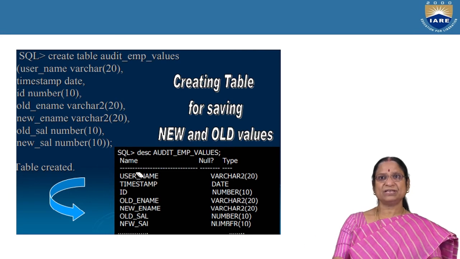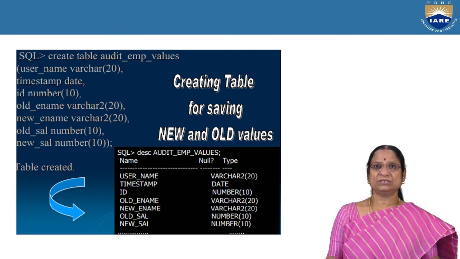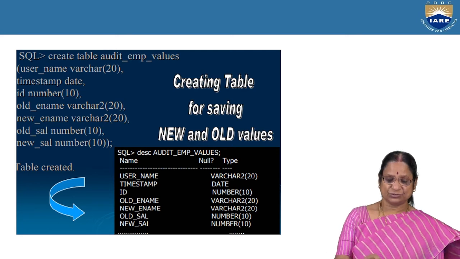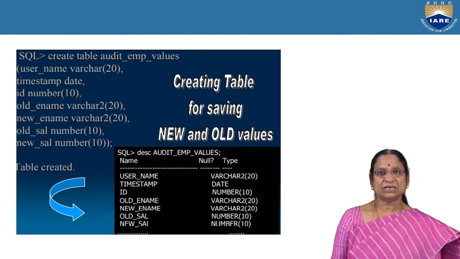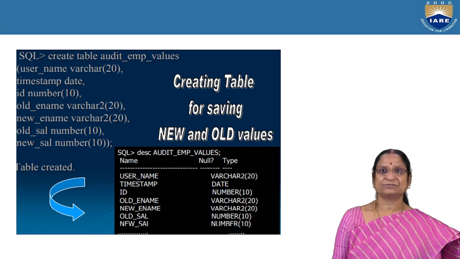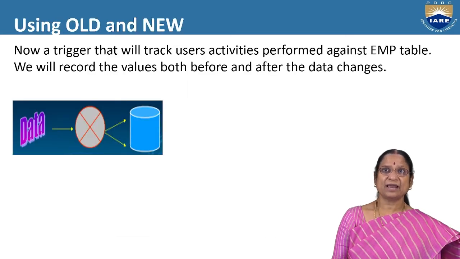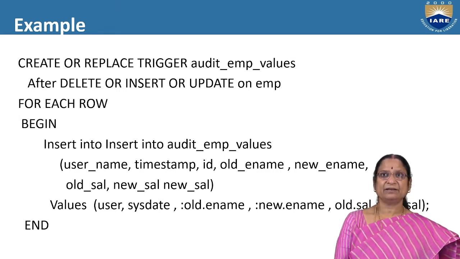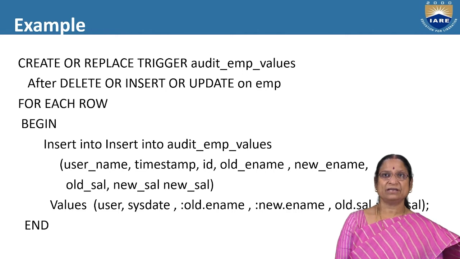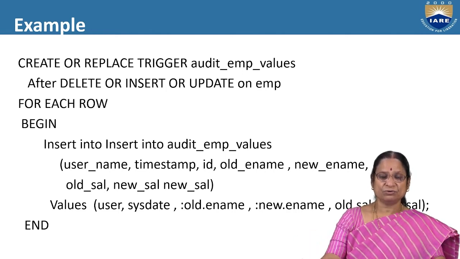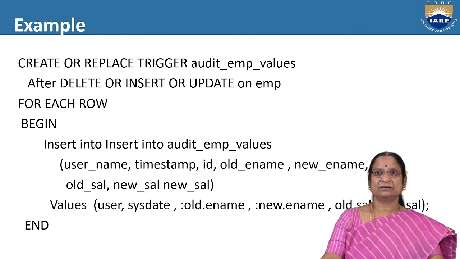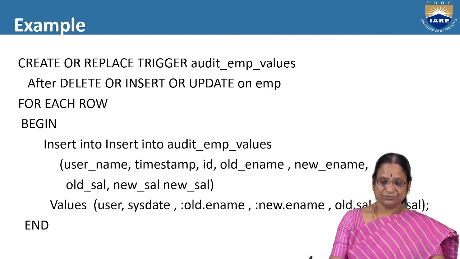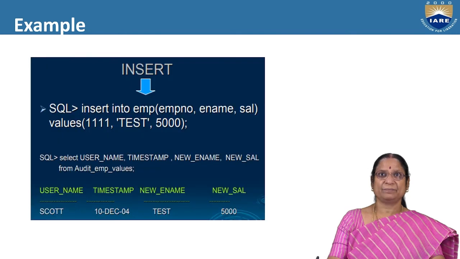Updates are made most of the time on salary, no? So for the employee, whichever attributes you would like to store, first you create a table like this, which consists of both old values and new values. Now the trigger will track user activities performed against the TMP table, and we will record the values both before and after data changes. So this is the example: create or replace trigger after delete or insert or update for each row, begin, insert into the audit table values by using old ename and new ename.